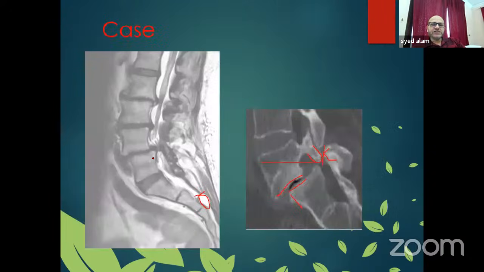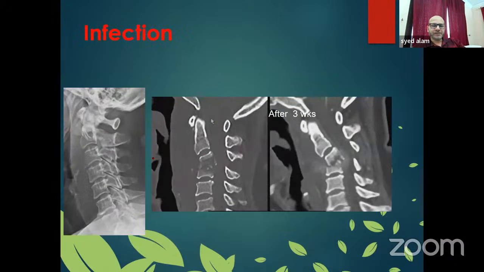So I think this degeneration is enough. I think most of us have understood now. So we'll go to the next topic, which is infection. So this is the plain X-ray. The patient is symptomatic, but the plain X-ray may be normal. So if somebody has leukocytosis and symptoms, we should go further.